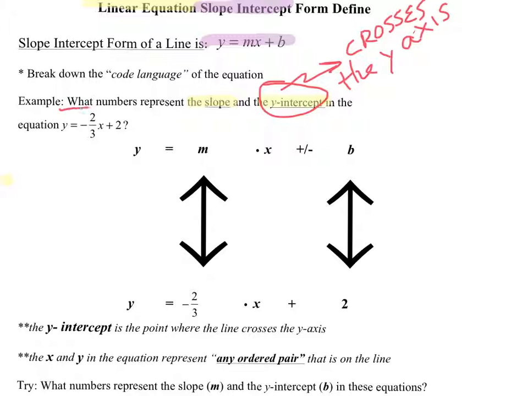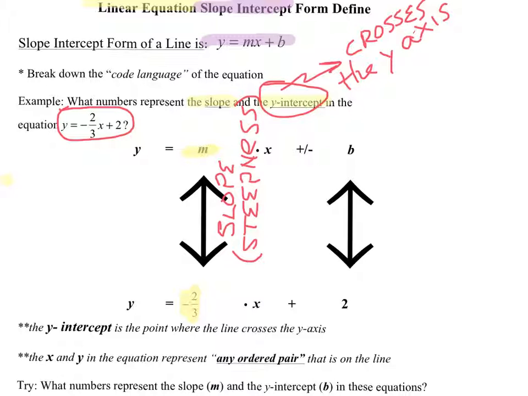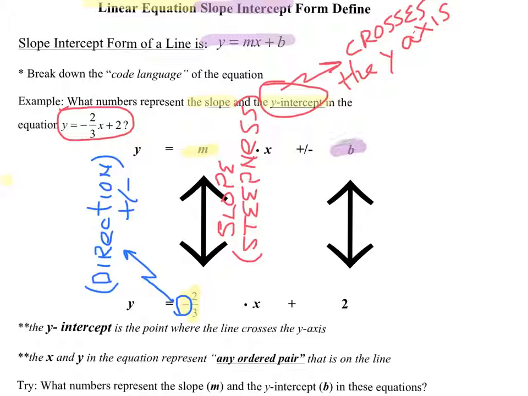Let's use this equation as our example. It says that y equals negative 2/3 x plus 2. The m in this formula is represented by negative 2/3, and this number represents the slope, or the steepness of the line. The negative portion of the slope gives us the direction of the slope, which can be either positive or negative. The b in this formula is equivalent to the 2, and it is equivalent to the y-intercept.